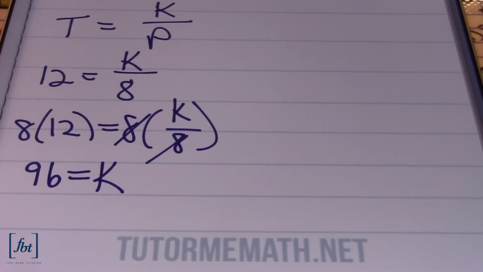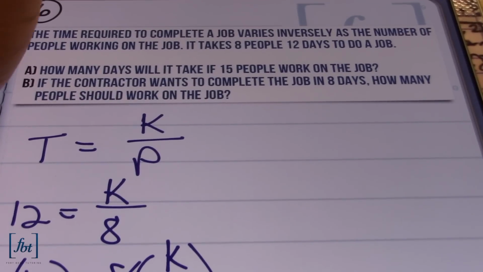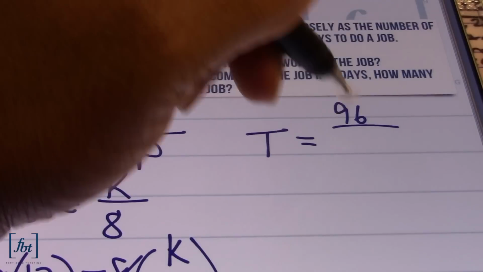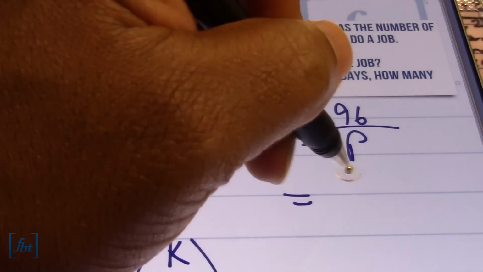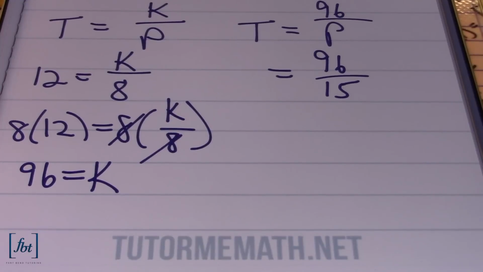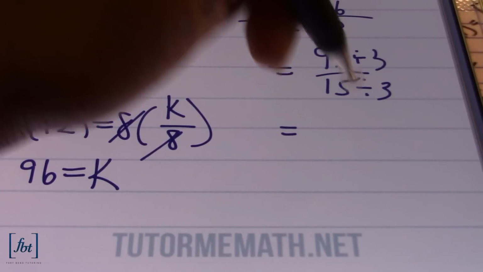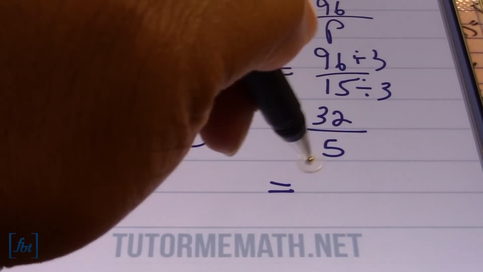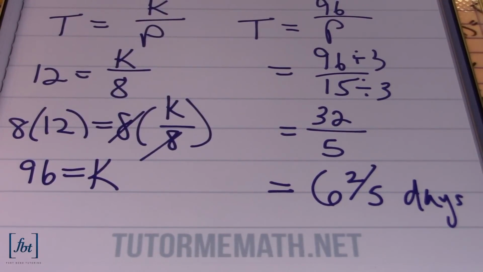But we need to use this information to find our variation equation and solve for part A. So remember, K is 96. So I'll rewrite the equation as T equals 96 divided by P. So for part A, how many days will it take if 15 people work on the job? Let's replace that P with 15. By simplifying the 96 and the 15 by 3, we'll end up with 32 fifths. And if I write this as a mixed number, I have 6 2/5 days that are going to be needed to complete the job.